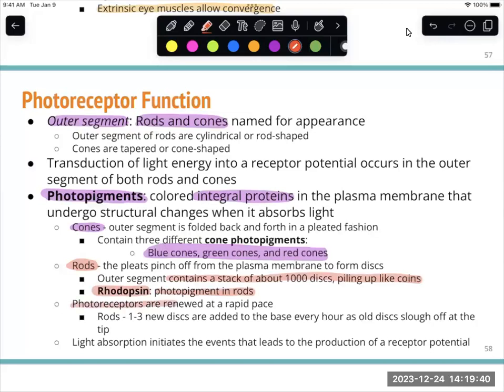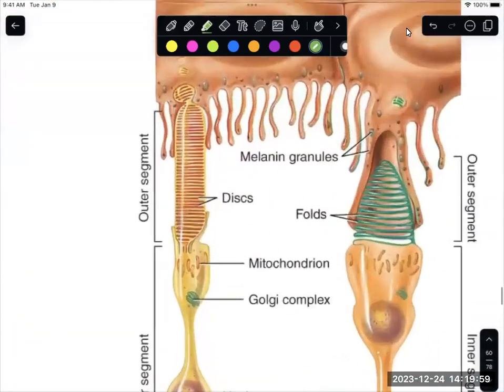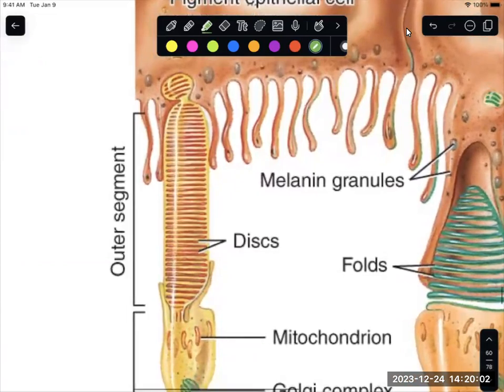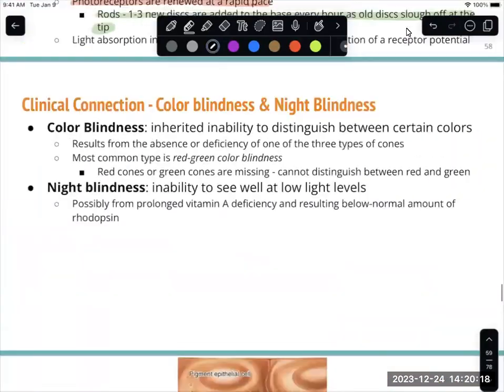These photoreceptors are renewed very quickly. In rods, 1 to 3 new discs are added every hour as the old ones at the top shut off. So you can kind of see these discs in here of these rods. New ones are being made down here at the bottom, and as new ones are being made, they work their way up to the top where some of them get pinched off. There we go.